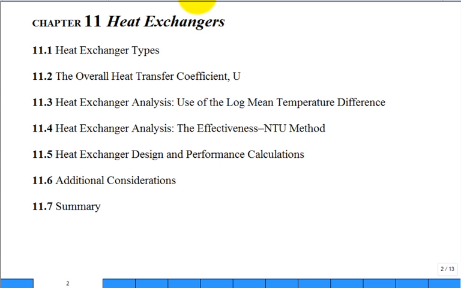So we covered quite a bit of material. I really tried to emphasize the concepts and the approach behind the log mean temperature difference, overall heat transfer coefficient, and effectiveness NTU method. Today I'd like to spend some time solving at least one, hopefully two problems.